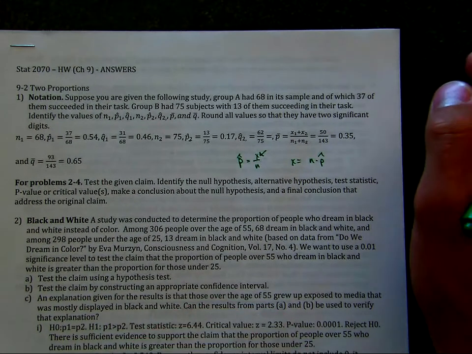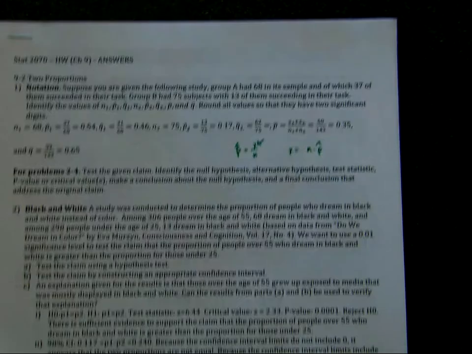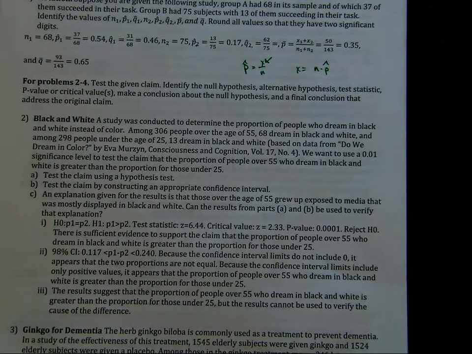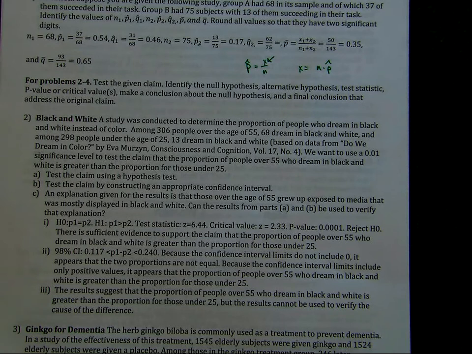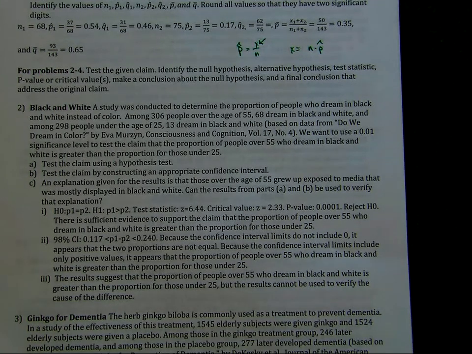All right. Moving on to number 2. I'm going to try to make this video much shorter than the other two videos. Black and white. So first thing it says, problems 2 through 4, test the given claim, identify the null and alternative hypothesis, test statistics, p-value, critical values, make a conclusion about the null hypothesis, and a final conclusion addressing the original claim.